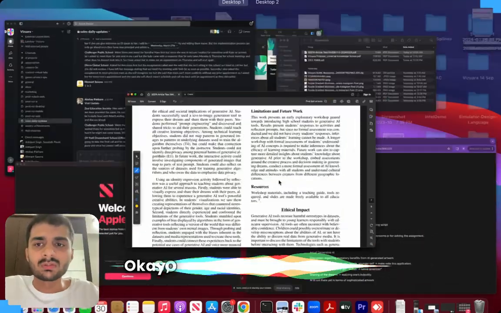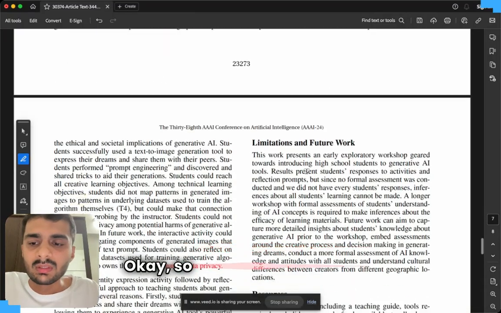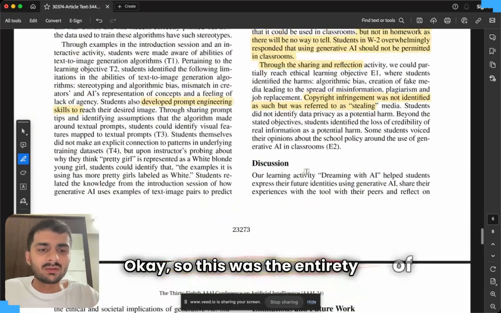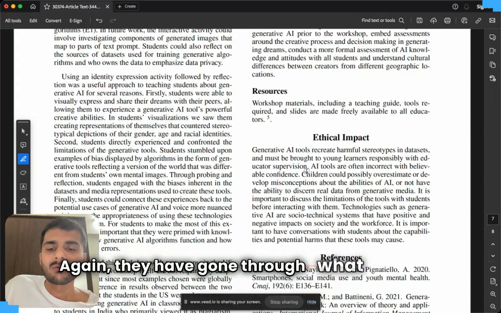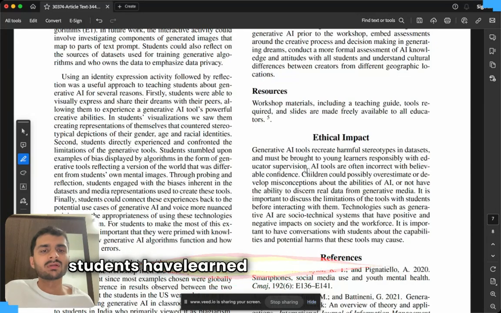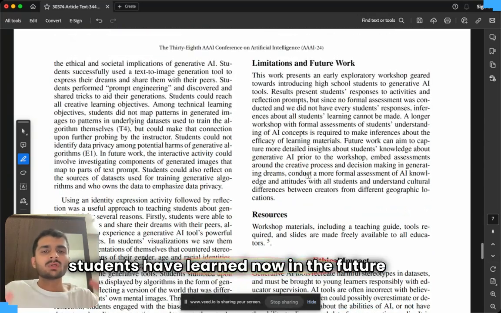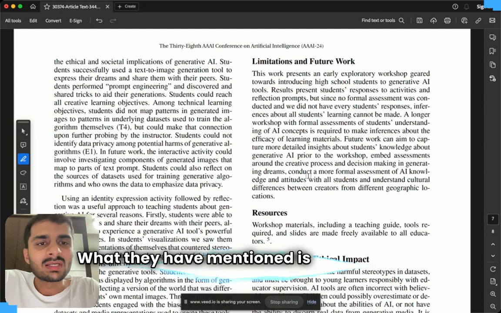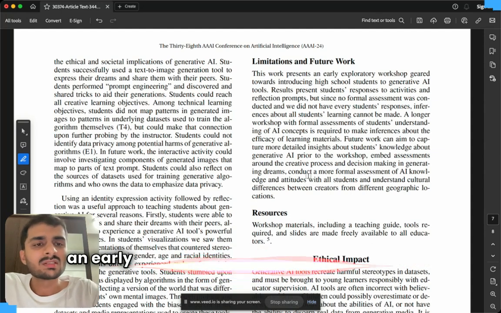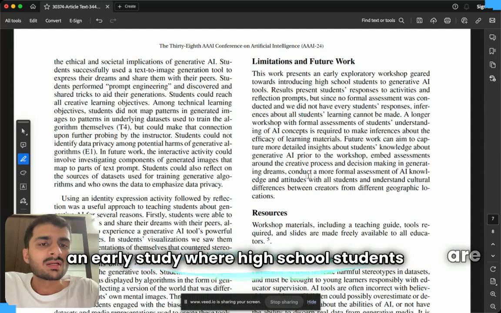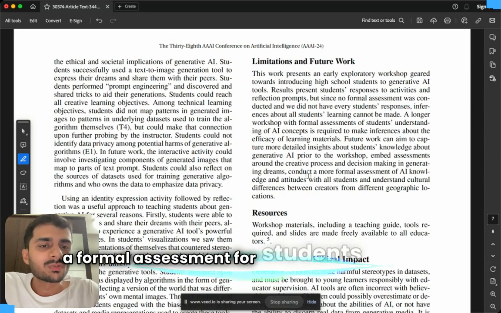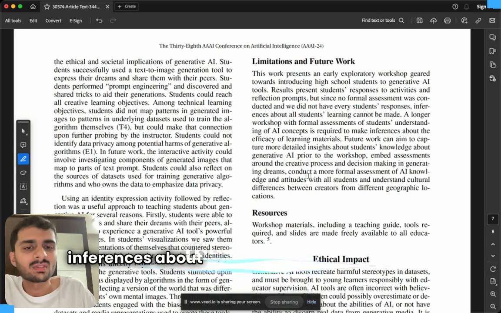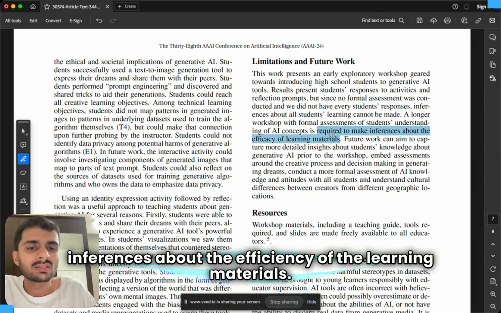Okay, so this was the entirety of the paper. In the discussion section, again, they have gone through what exactly the students have learned. Now, in the future work, what they have mentioned is that this work presents an early study where high school students are introduced to generative AI tools, and a longer workshop with a formal assessment for students is required to make inferences about the efficiency of the learning materials.